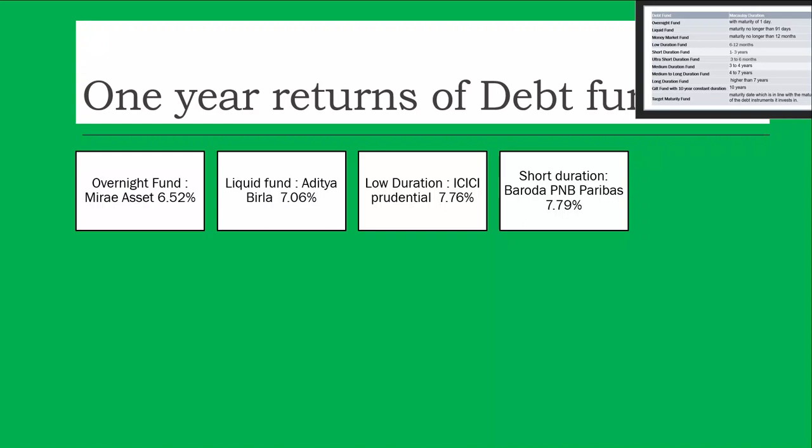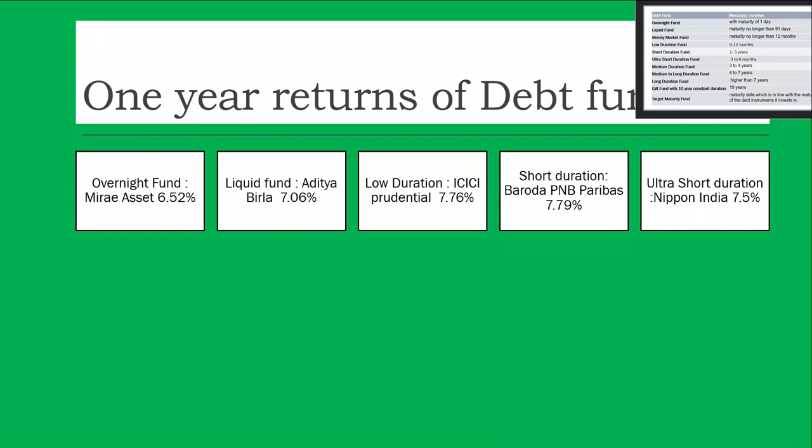What is it signaling? It is signaling that at this time when I picked up the returns, the interest rates were softening up. Interest rate niche aa rahe the, and as I'm coming up the ladder, going to a higher duration fund, they're giving you better and better return. Okay? Ab yahan dekho, ultra short duration, 7.5%.